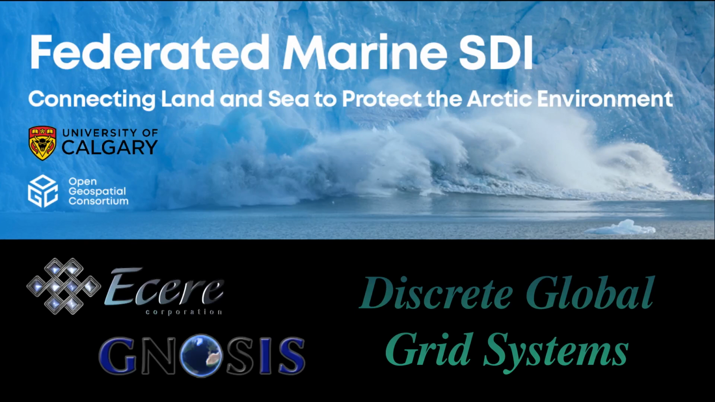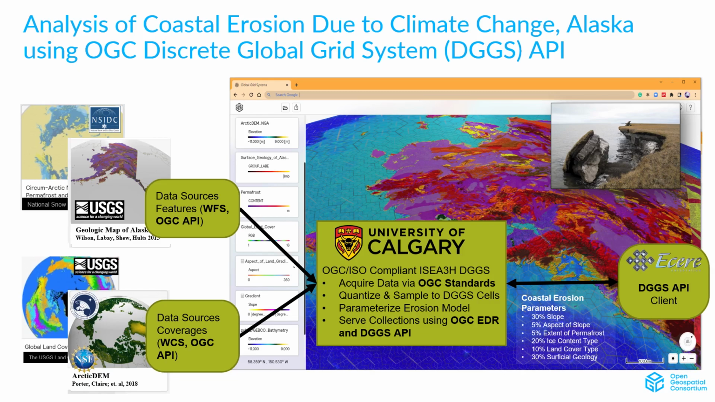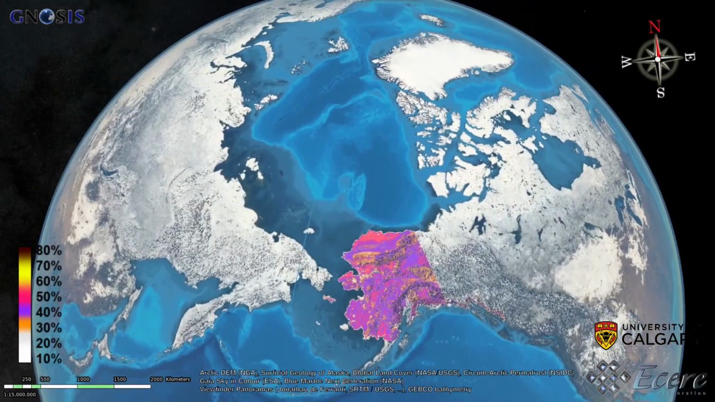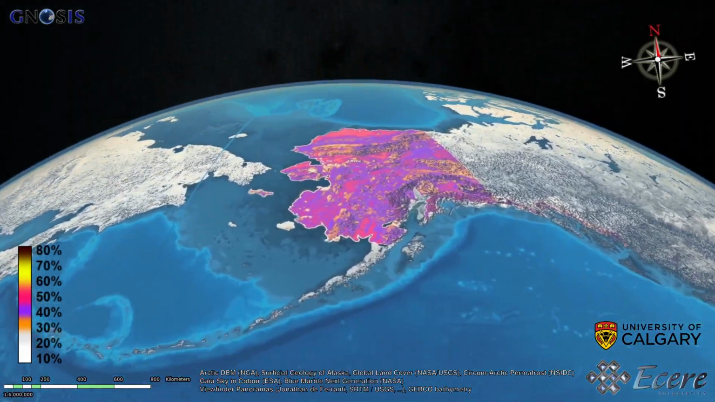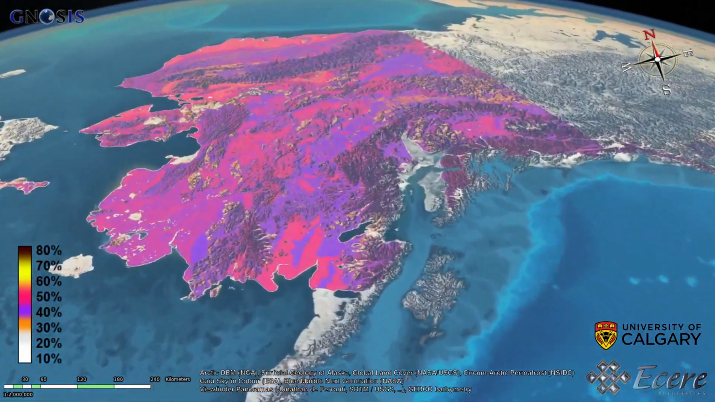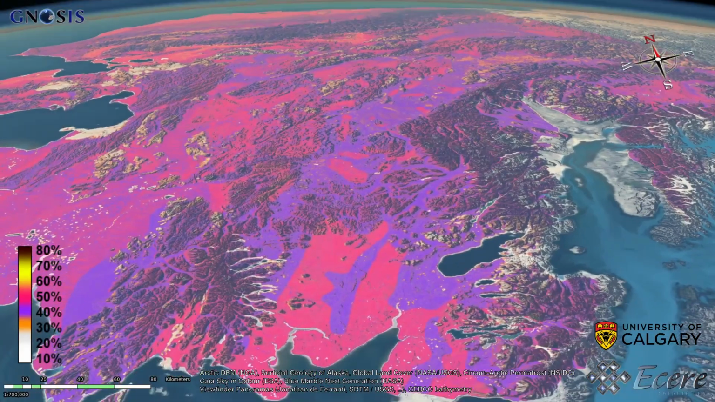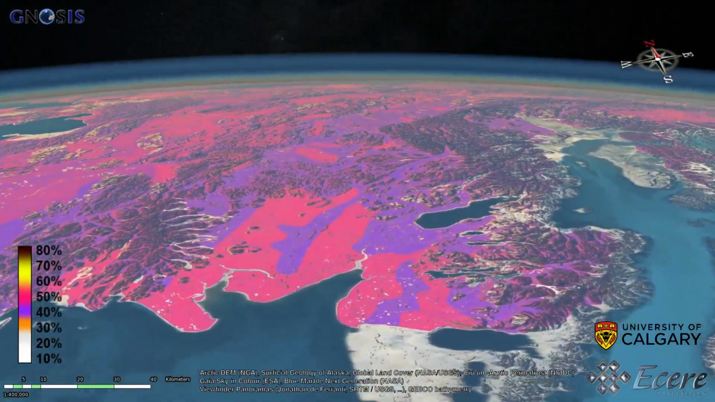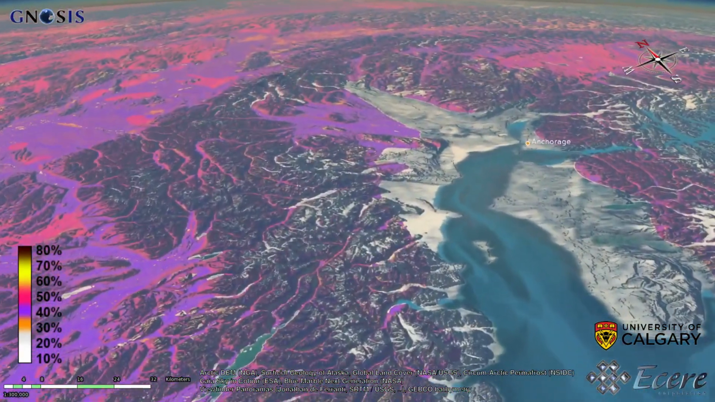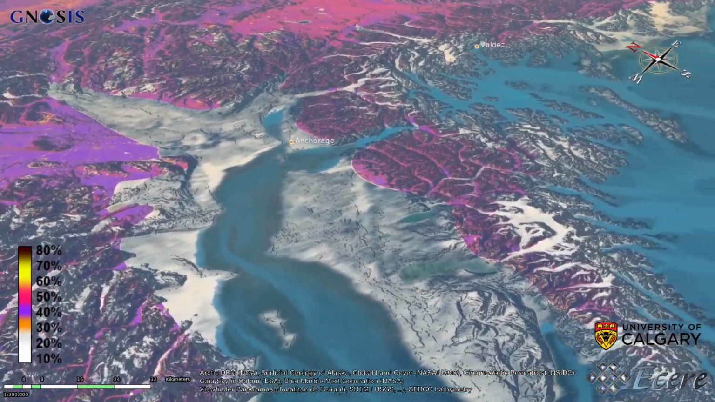As a participant in the Federated Marine SDI Pilot Phase 3, Ecere demonstrated its Gnosis Cartographer client interacting with the discrete global grid system server provided by the University of Calgary. As users pan and zoom in the 3D view, the client requests the result of a coastal erosion susceptibility workflow from the server, triggering calculation on the fly for the area and resolution of interest.